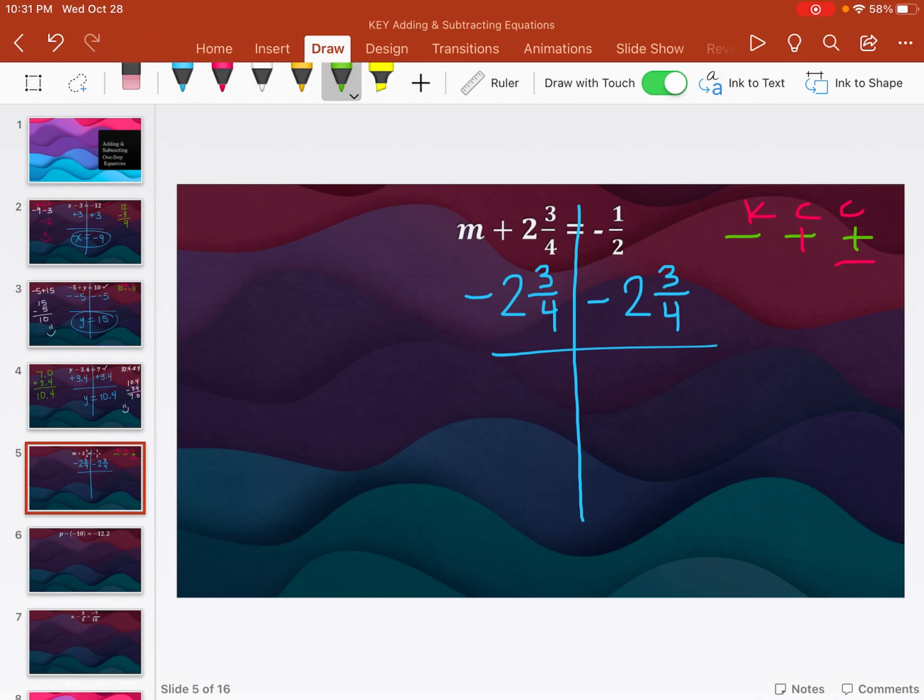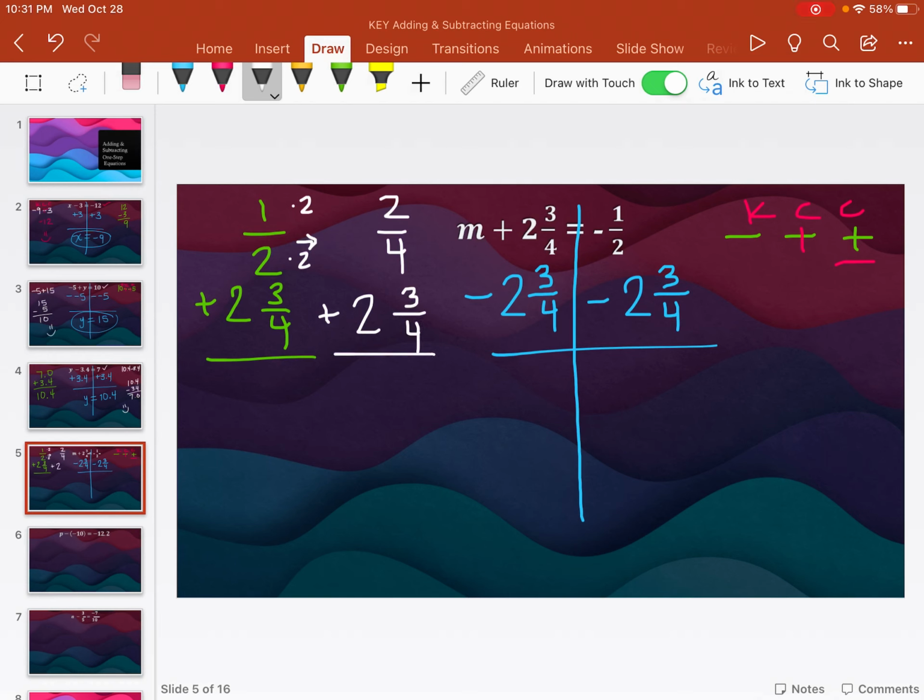So I'm going to add these together. 1/2 plus 2 3/4. Before I can add my fractions though, I need to get common denominators. So I can change this to fourths as well. So times 2 times 2, I get 2/4 plus 2 3/4. 2/4 plus 3/4 is 5/4. 2 plus, this is like 0, so 2 plus 0 is 2.